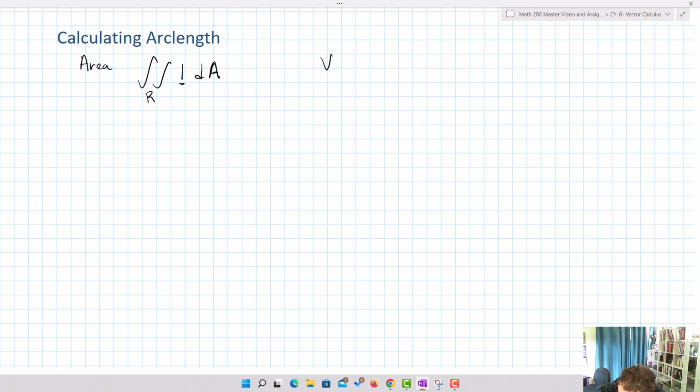Now, when we looked at volume, we could actually find volume using a triple integral, and that would be the triple integral over some region D, or we could call it over some volume, of 1 dV, where dV was dependent upon the parametrization as well. Well, here's arc length, okay? And so arc length is going to be the integral over the curve that we're looking at, C, of 1 ds.